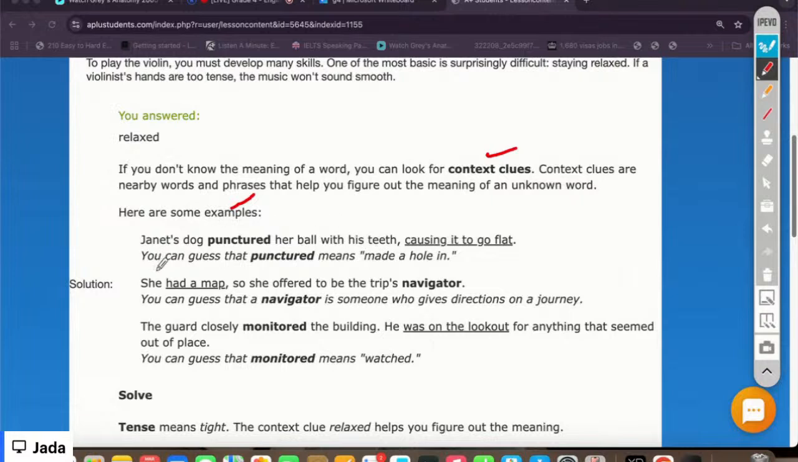Okay, so for example, Janet's dog punctured her ball with his teeth, causing it to go flat. So let's say that you see the word punctured and you do not know the meaning of that word. You have to look at the clues around that to help you understand. So you can guess that punctured means made a hole in it because it said that causing it to go flat. So what can make a ball go flat? Apparently there needs to be a hole that can make it go flat. So that means punctured is just making a hole and then reducing the ball. Okay?